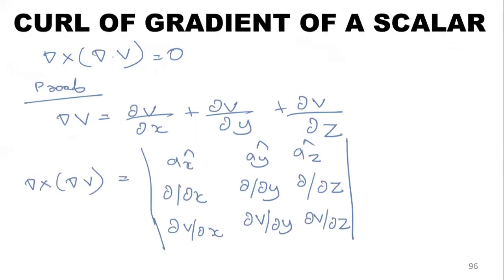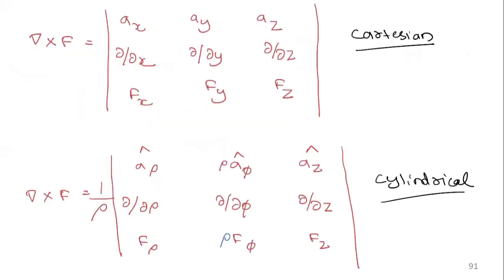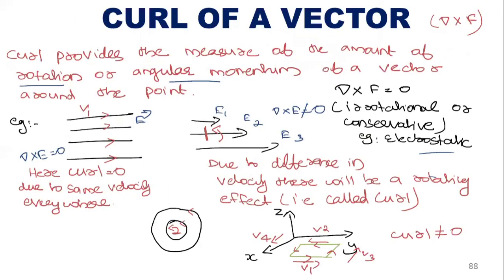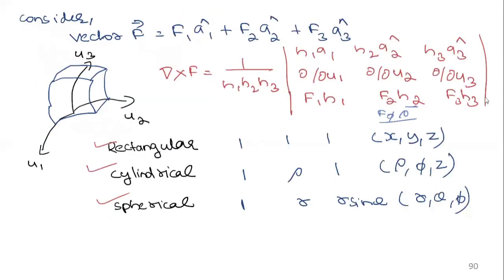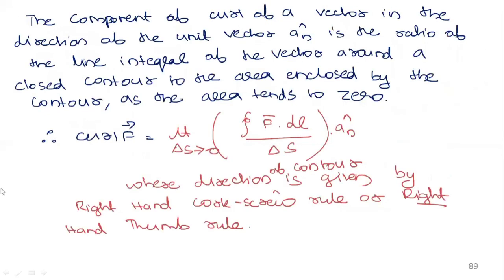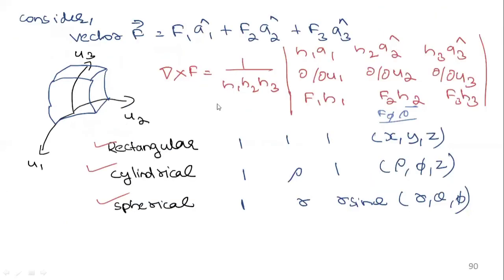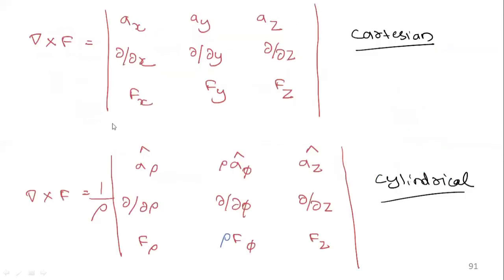So in today's class we have seen what curl is, the physical interpretation, and how we derive it, how we finally arrive at this equation. You can just write that it is based on curvilinear coordinates. We have 6 sides, and we take the integral value over these 6 sides, and we finally arrive at this equation. In this equation, H1, H2, H3, you know the values. If you substitute, you will get del cross F in Cartesian, cylindrical, and spherical coordinates.